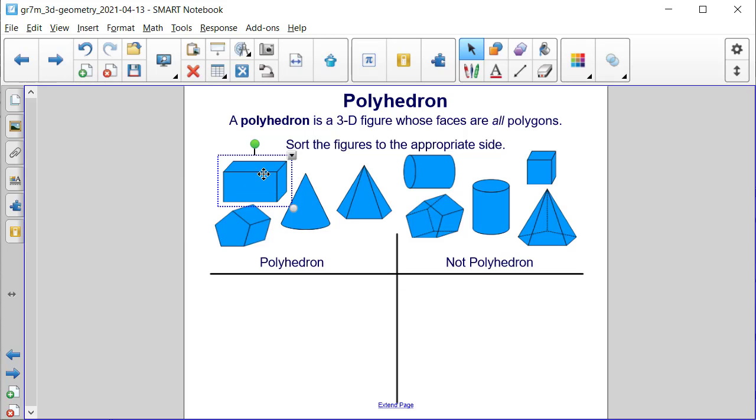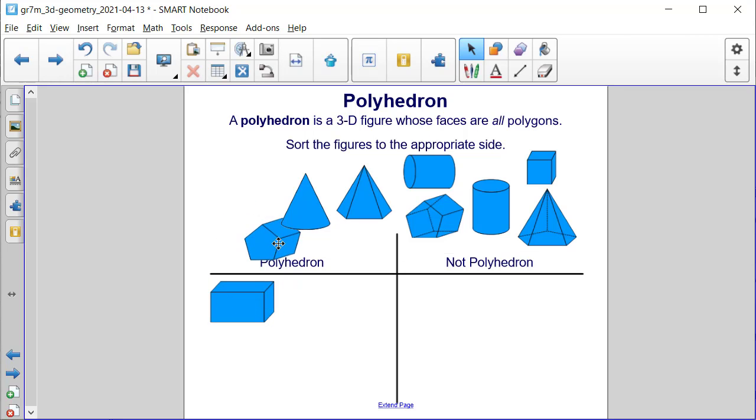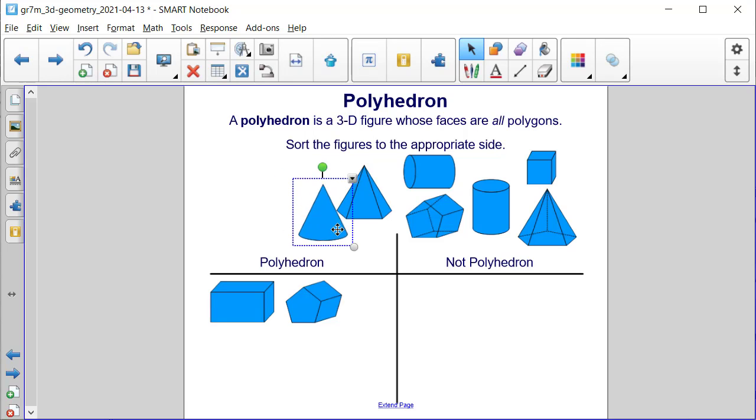Let's start with this one. This one has all straight edges, so it's considered a polyhedron because all of its faces are polygons. These are squares and rectangles. This one is also considered to be a polyhedron because the edges are straight and it's made up of polygons. This one has a curve and there's no polygons in this one, so that's not considered a polyhedron.